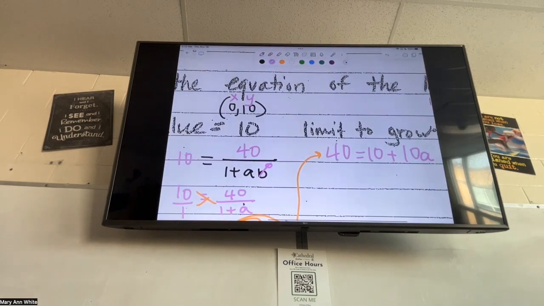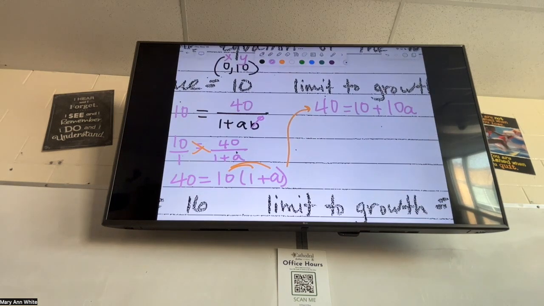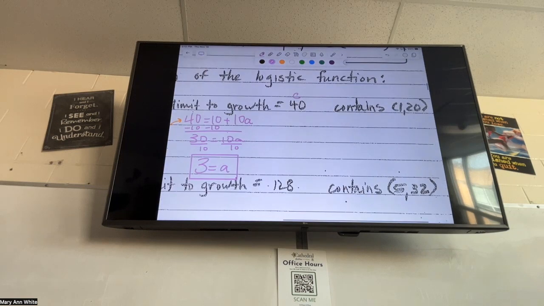I actually don't need my calculator, so I'll get rid of that. All right, now I'm going to minus 10 from both sides. So I get 30 equals 10a, and we'll divide by 10 on both sides. So a is going to equal 3. Okay, that's my a. We still have my c.